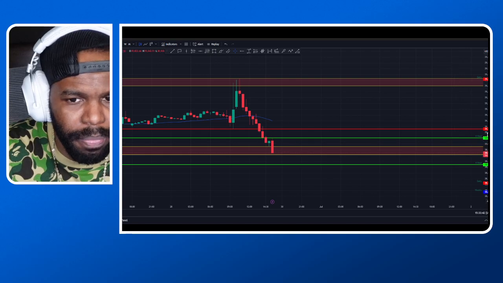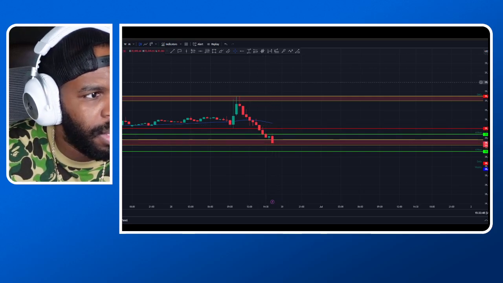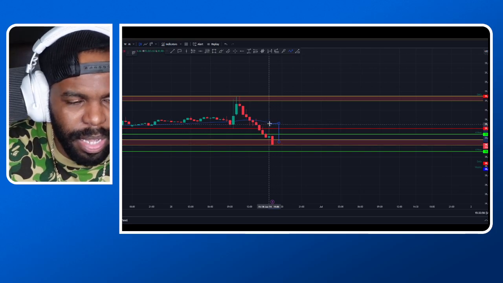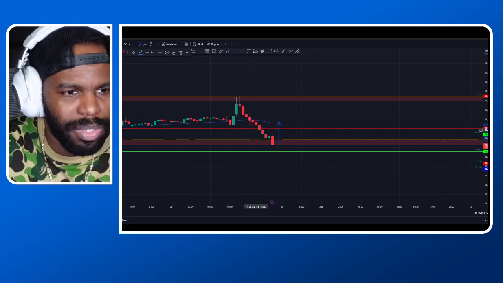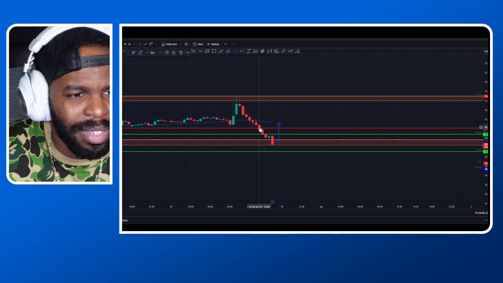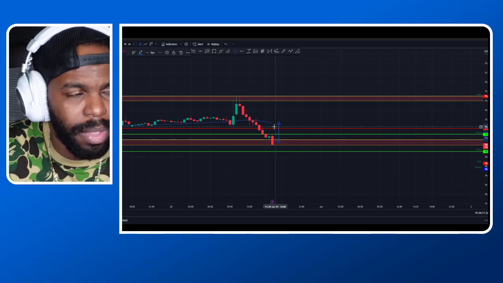I'll go to the 30-minute. As you can see, we're creating a lower low right now. So let's say that this was a lower high right here. I want to wait for price to create a higher high. Right now there's no clear structure here, but let's say that this level right here was the lower high. I want this to create a higher high and break this lower high structure.